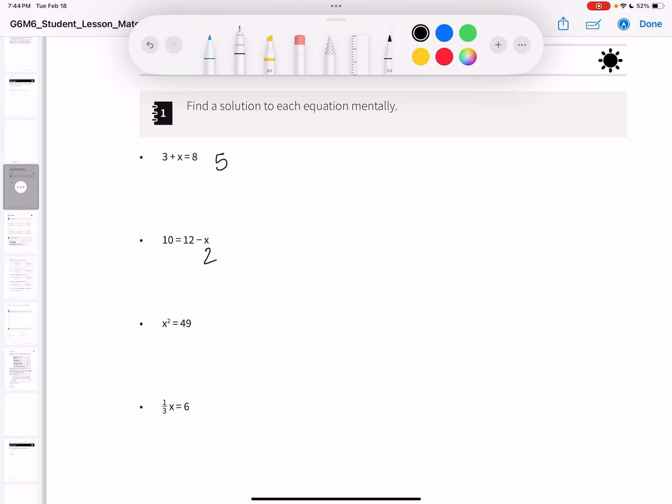x squared would mean x times x is 49. So like 4 squared would be 4 times 4 equals 16. So what times what equals 49? The same number. And I know my math facts, so I would know 7 times 7 equals 49.